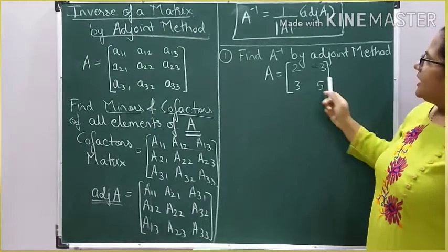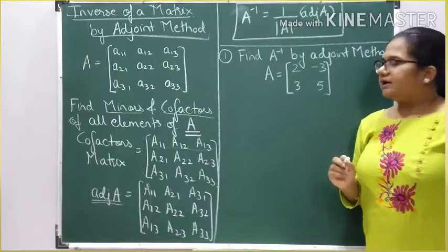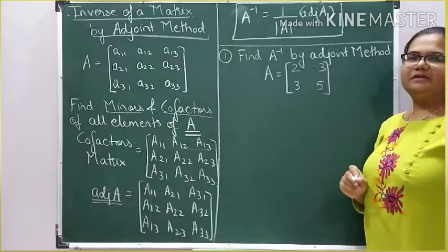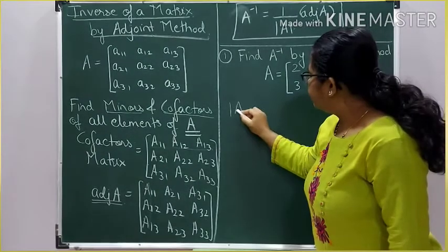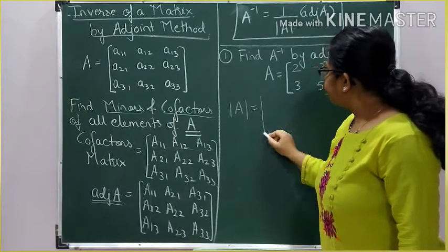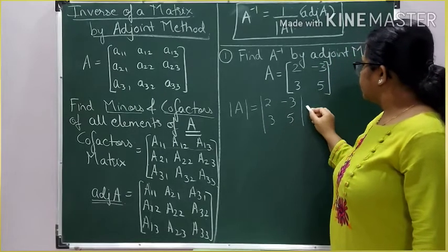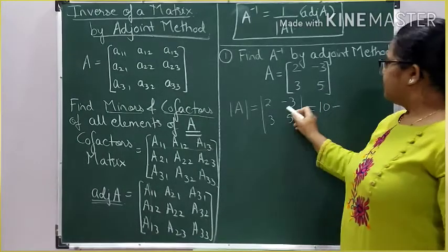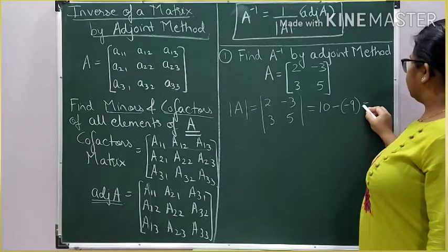Okay. Now, I have taken one example. First, I have taken an order 2 matrix so that you understand it better. So, this is your given matrix. You have to find A inverse by adjoint method. So, first I will find the determinant of A. 2 fives are 10 minus 3 into minus 3 is minus 9. So here you get 19.